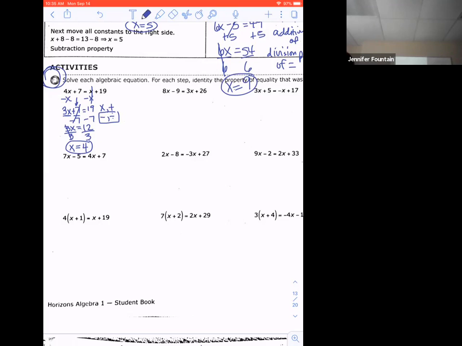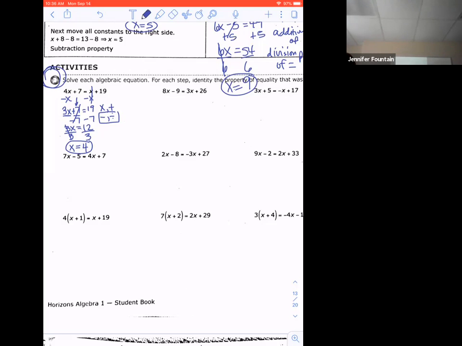Listen up, please. For the first one, x is equal to 4. For the next one, 7x minus 5 equals 4x plus 7. X is equal to 4 also. 4 times x plus 1 equals x plus 19. X is equal to 5. Any questions on the left side?